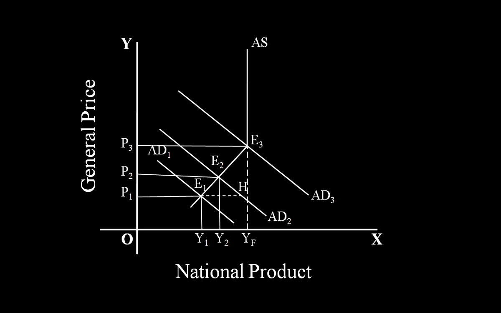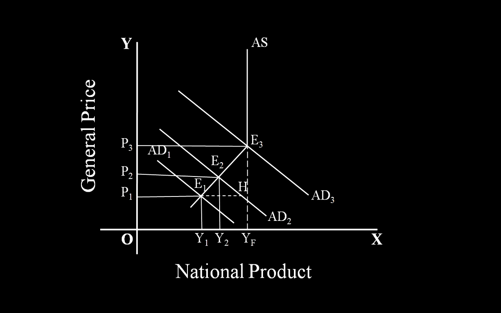One unique feature of this point of equilibrium is that the national product cannot be increased more than YF. This is the maximum potential output. That is the reason why the AS curve becomes vertical at this point.